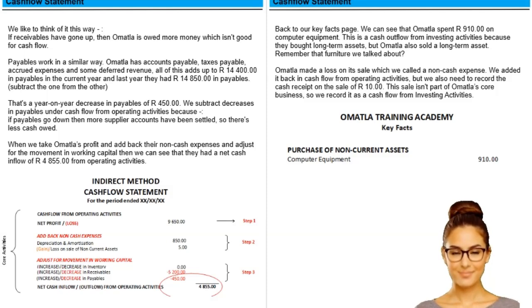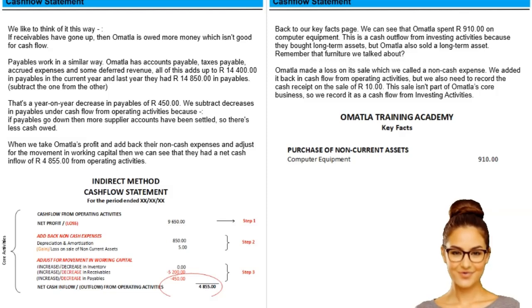Back to our key facts page. We can see that Omatla spent 910 rands on computer equipment. This is a cash outflow from investing activities because they bought long-term assets, but Omatla also sold a long-term asset. Remember that furniture we talked about? Omatla made a loss on its sale, which we called a non-cash expense. We added it back in cash flow from operating activities, but we also need to record the cash receipt on the sale of 10 rands. This sale isn't part of Omatla's core business, so we record it as a cash flow from investing activities.